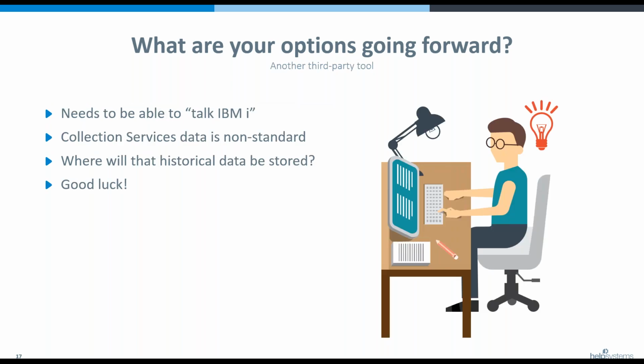Yeah, so I guess the second option is a third-party tool. Realistically, to find a like-for-like replacement, you're going to need some kind of third-party tool. These tools need to be able to talk IBM i and gather, I guess, non-standard data split across a number of files residing in queues, produced by collection services. I think that limits the choice somewhat with regards to third-party tools.